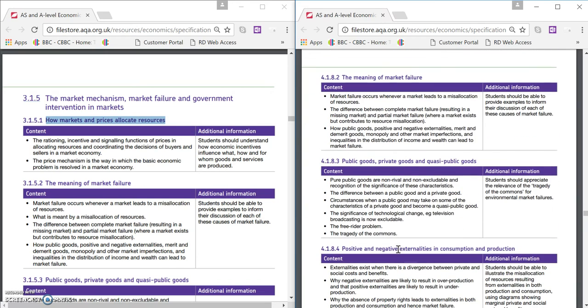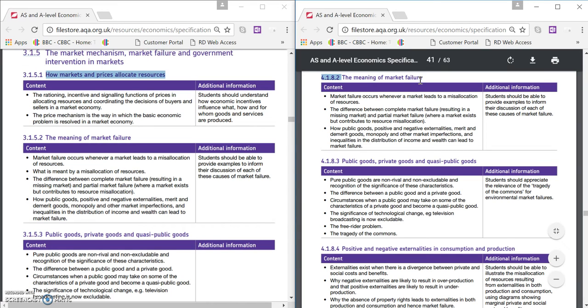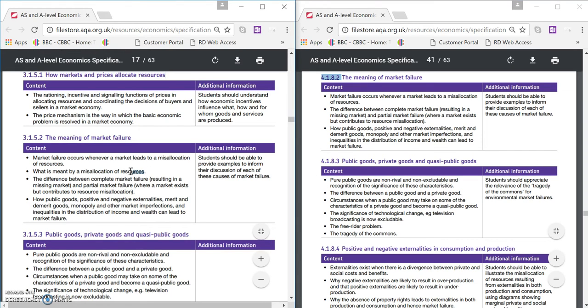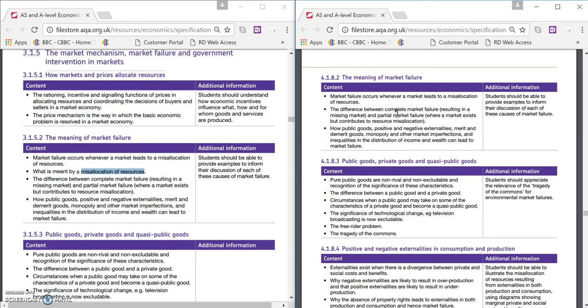Next up in the A-level and the AS is 3.15.2 or 4.18.2, the meaning of market failure. And in this section, that is pretty much identical. There's nothing new to learn here. The basics of market failure. In the AS, it does say that you need to know what a misallocation of resources is. It doesn't say that in the A-level. Of course, it just assumes you're aware of what that means. And it talks about how some markets do fail. Just gives a little list here of different ways in which the market can fail.